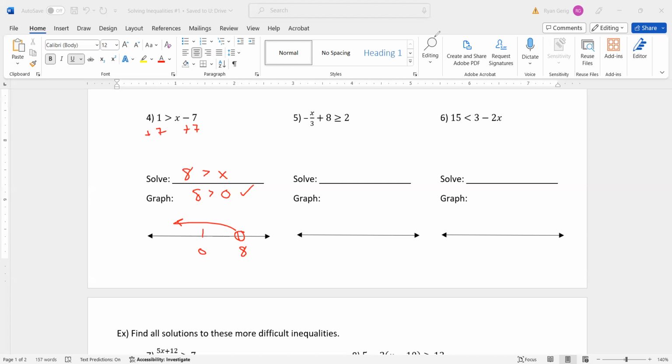Okay. Next one. I'm going to subtract 8. I get negative x divided by 3 is greater than or equal to 2 minus 8, which is negative 6. I have a negative and a 3, so I'm going to multiply by negative 3. In multiplying by negative 3, it flips the sign. Negative 6 times negative 3 is 18.